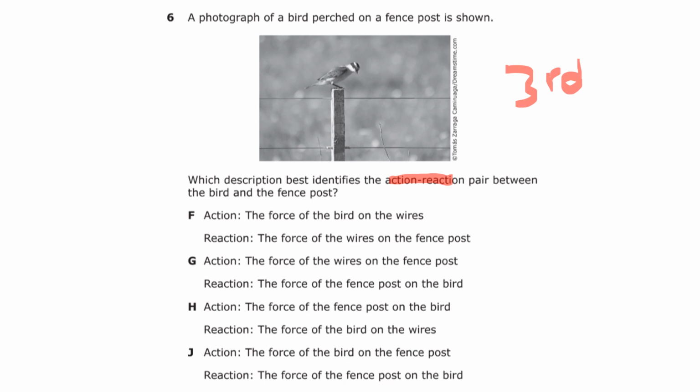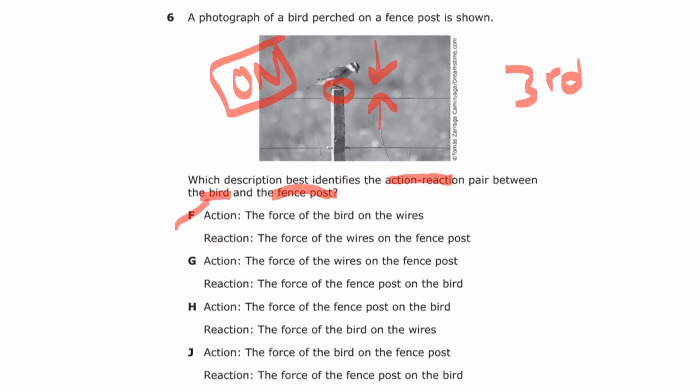So where is the bird touching the post? Because that's what it wants to know. The bird and the post. Well, it's touching right here. And when it's doing that, the net force is 0, meaning that the bird is not accelerating. It's just at rest. It's just hanging out. So that means that the forces have to be equal, opposite, and balanced. So let's see, the action is the force of the bird on the wires, and the reaction is the force of the wires on the fence post. That's not what we circled, so no.